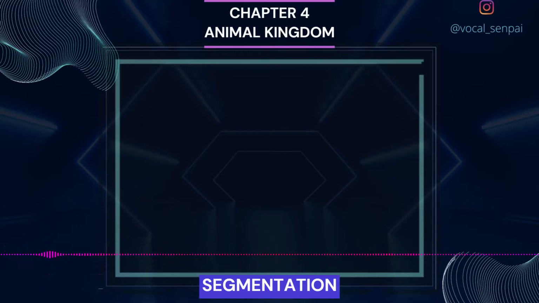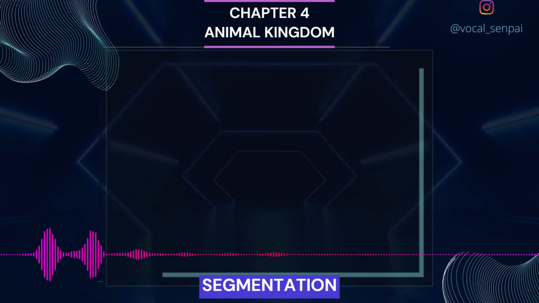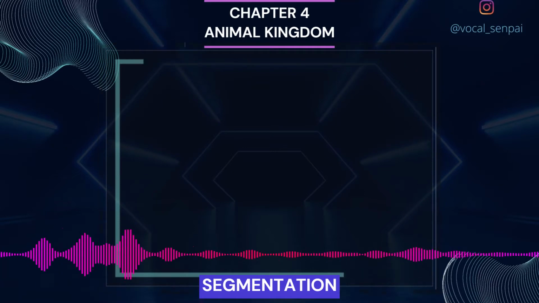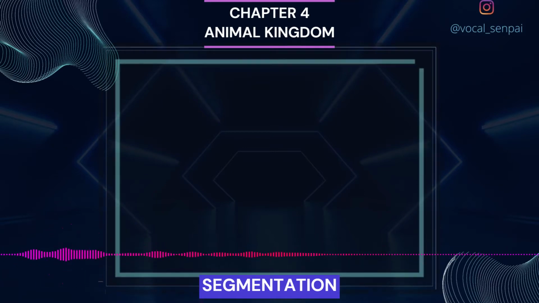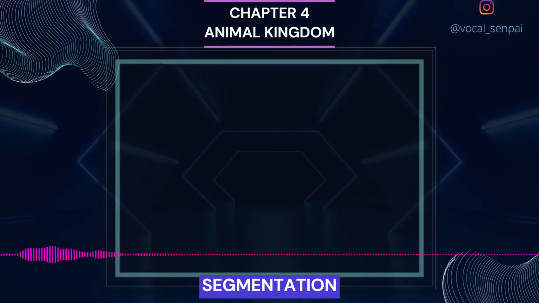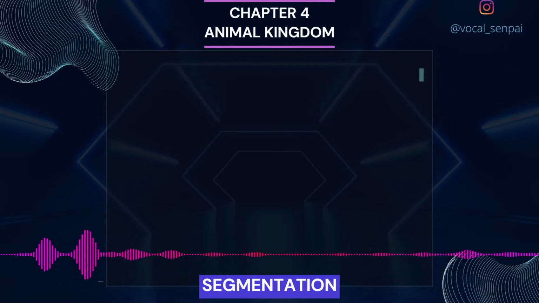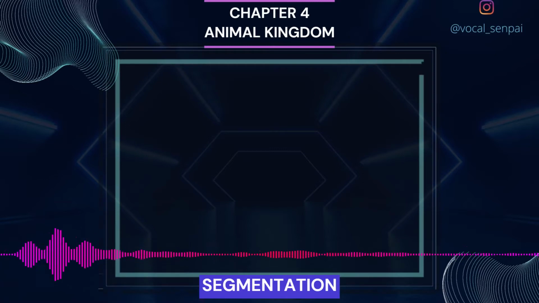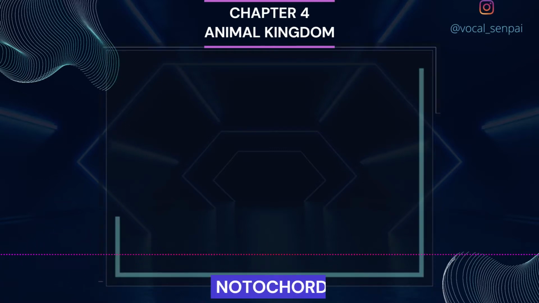In some animals, the body is externally and internally divided into segments with a serial repetition of at least some organs. For example, in earthworm, the body shows this pattern called metameric segmentation, and the phenomenon is known as metamerism. Notochord.